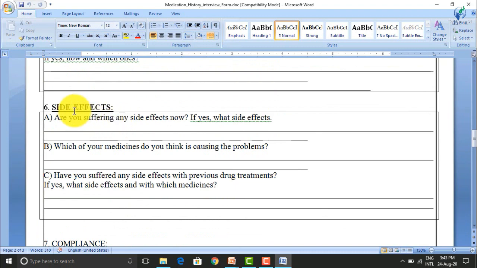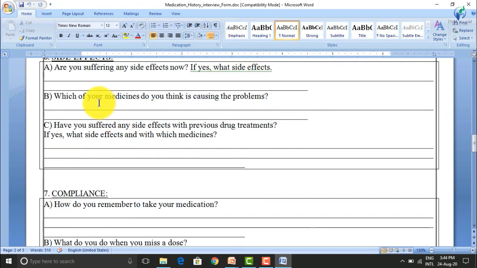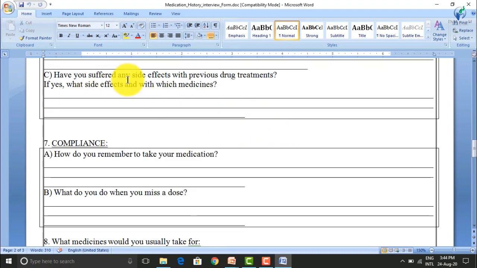Then we have to mention the side effects. Are you suffering any side effects? Which of your medicines do you think is causing the problem? Which medication is causing you a problem or giving side effects? Have you suffered any side effects with previous drug treatment? If yes, then what side effect, and with which medicine have you observed such a side effect?